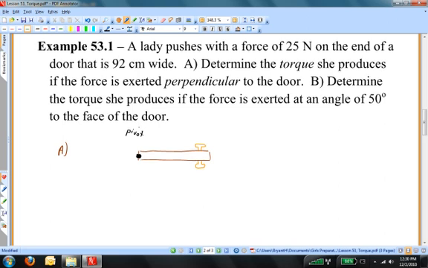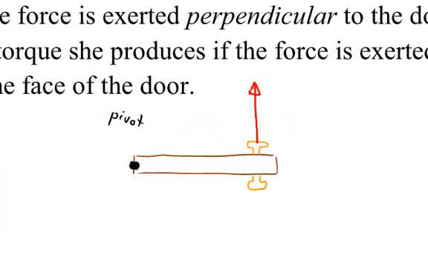They say that the lady pushes with a force of 25 newtons on the end of a door that's 92 centimeters wide. Let's figure out the torque if the force is perpendicular to the door. So let's take this applied force that she is exerting and make it perpendicular to the door. So my force here is 25 newtons, and the distance that that force is applied from the pivot point is 92 centimeters, or 0.92 meters. That's going to be the lever arm. From the pivot point to the point where the force is applied is what we're going to call R. Now the angle between the force and the lever arm, the moment arm, is 90 degrees.